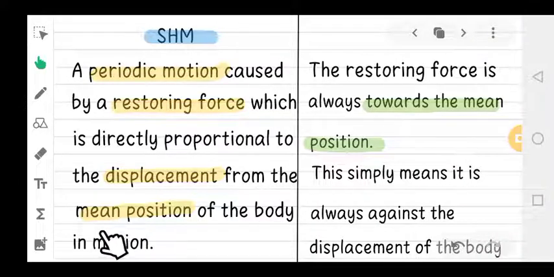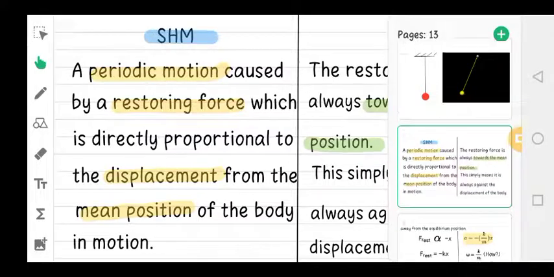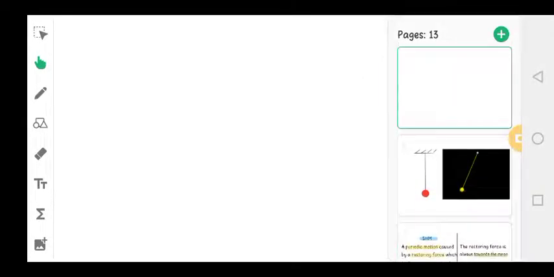What do we mean by this? Let's take note of these four important keywords: periodic motion, restoring force, displacement, and the mean position. Okay, let's take, for example, the scenario of a simple pendulum.